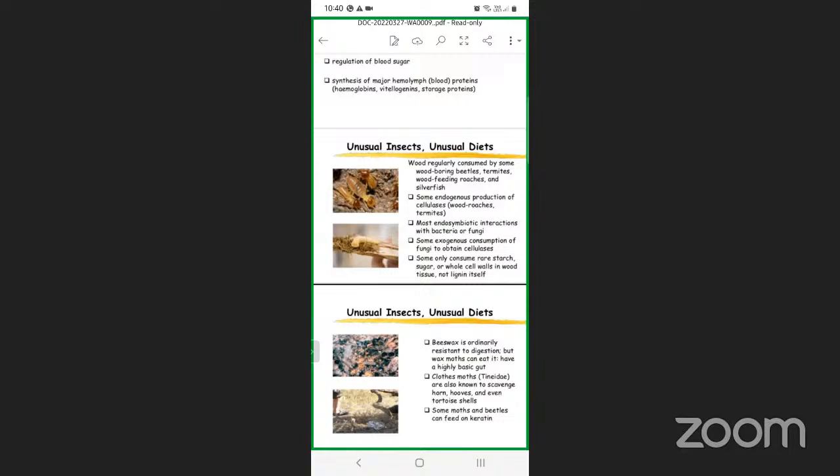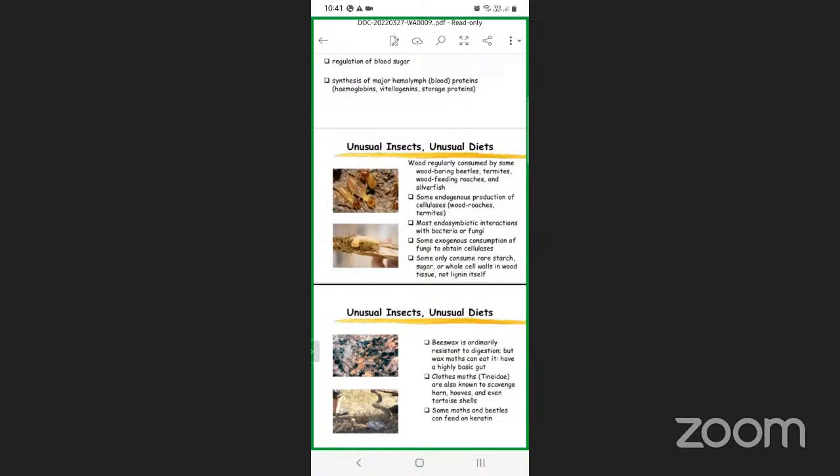And some insects, that is Gasterophilus, live inside the gut of cattle. It is an insect only. Gasterophilus.